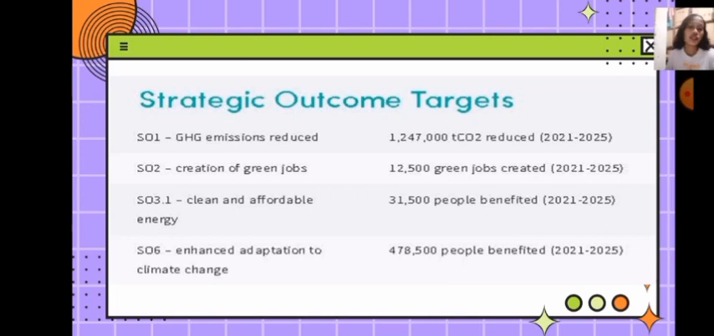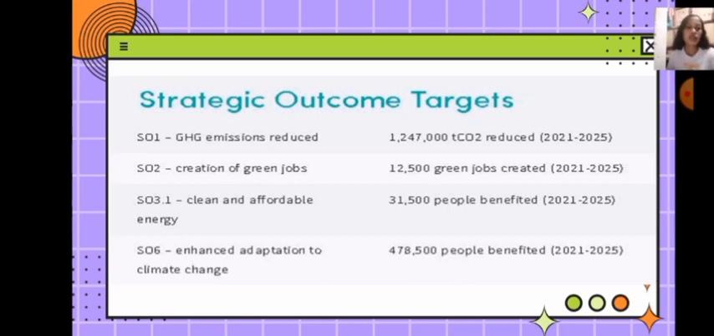Then the second is creation of green jobs. 12,500 green jobs created in 2021. So within 2021 to 2025, 12,500 green jobs will be created. Then strategic outcome number 3.1 is clean and affordable energy, where 31,500 people benefited. Then strategic outcome number 6 is to enhance adaptation to climate change, where 478,500 people benefited.